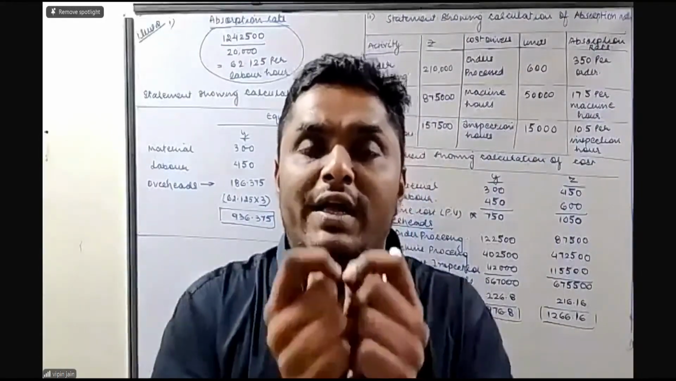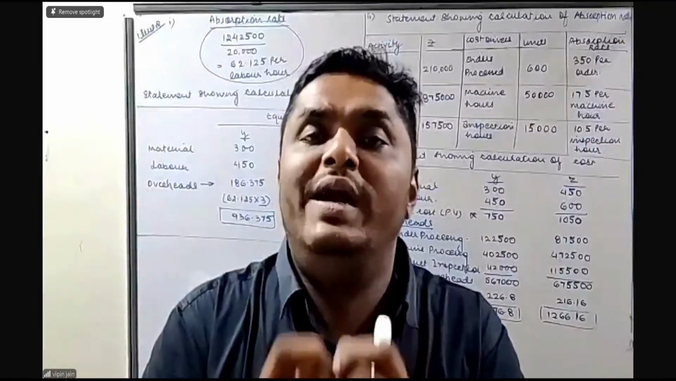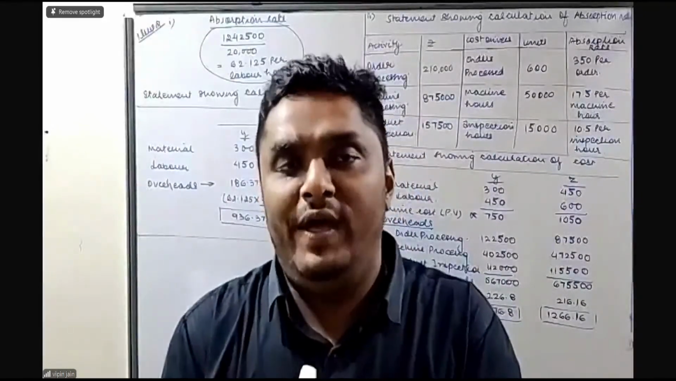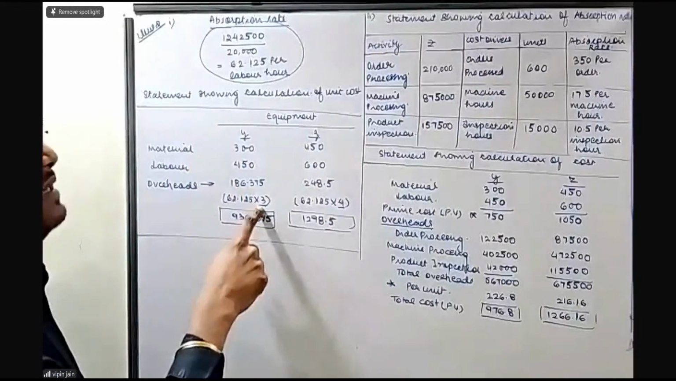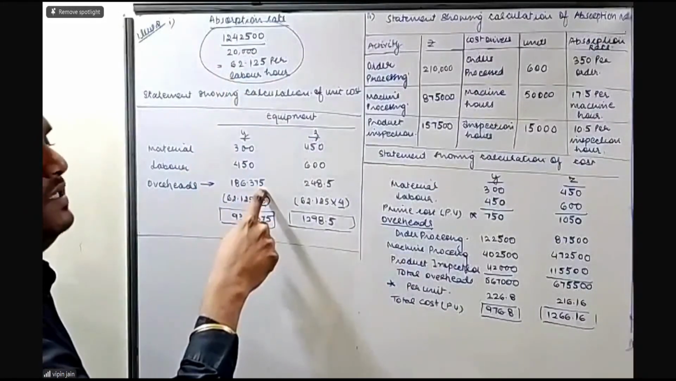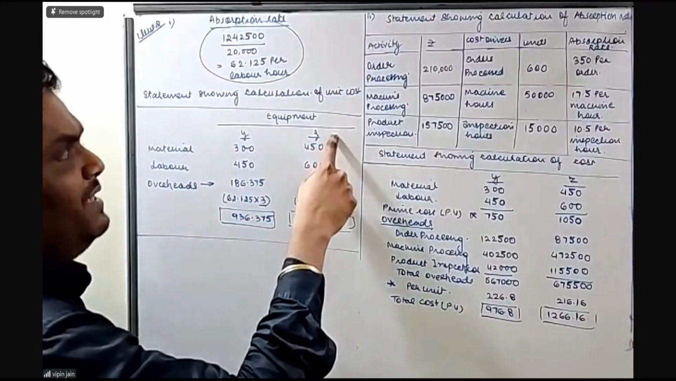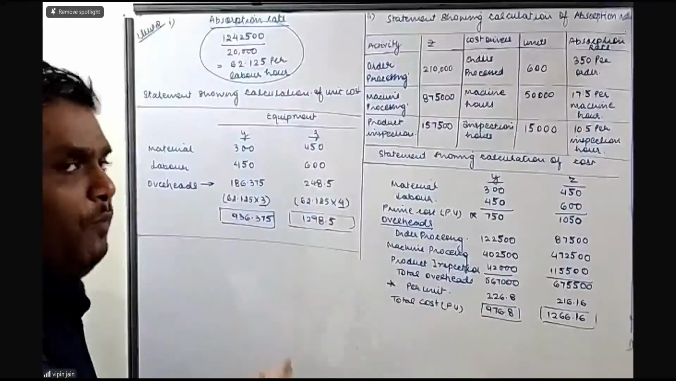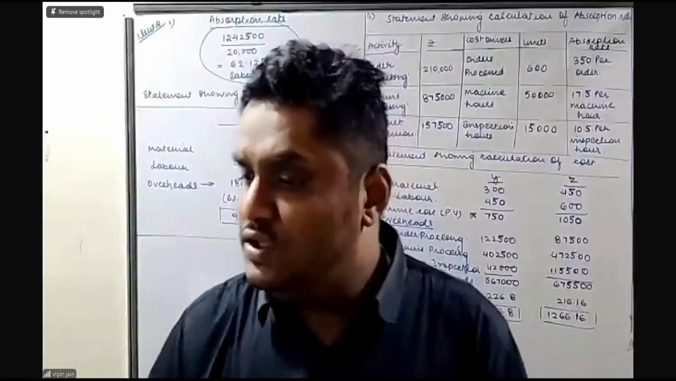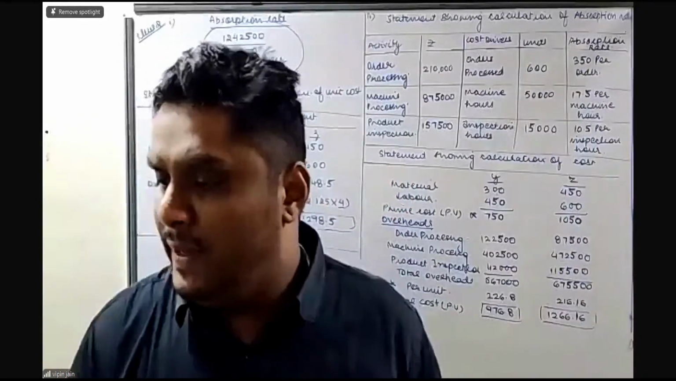So in simple language, per hour overheads is how much? 62.125. So in product Y, we have worked for 3 hours. So my overheads will be 186.375. And in product Z, we have worked for 4 hours. So my overheads will be how much? 248.5. So I request you, Vedahi, to please refer to my previous session.